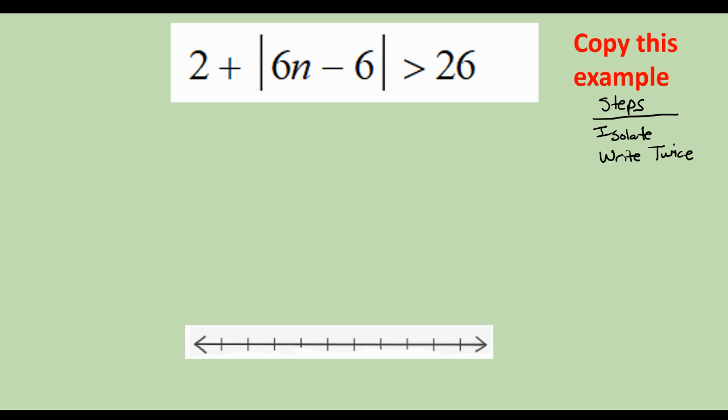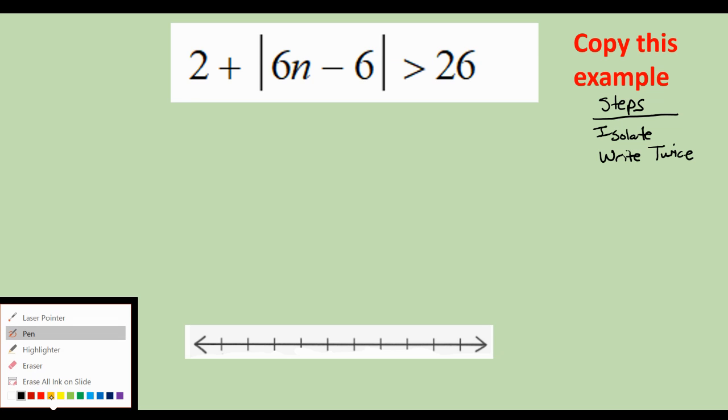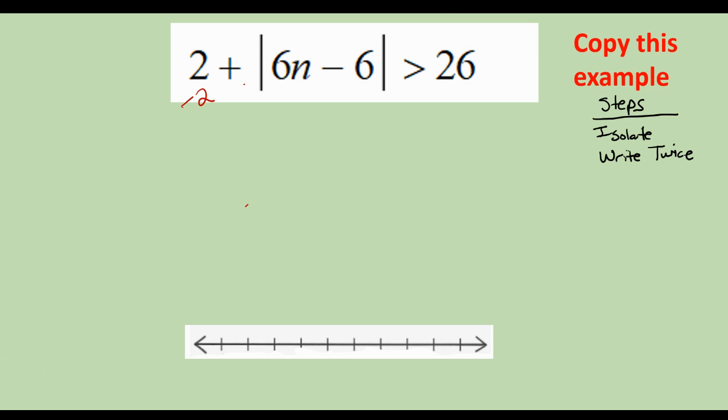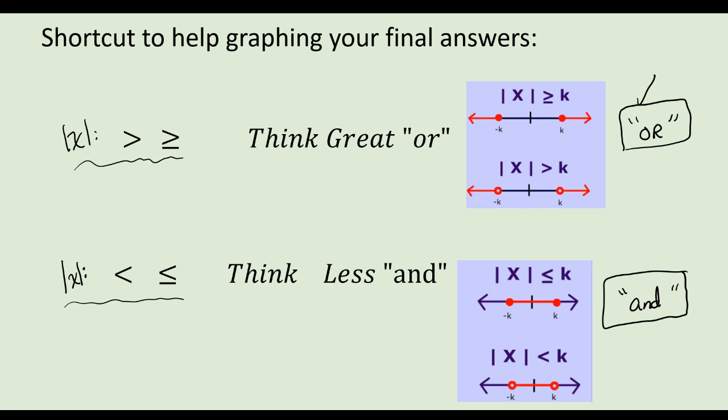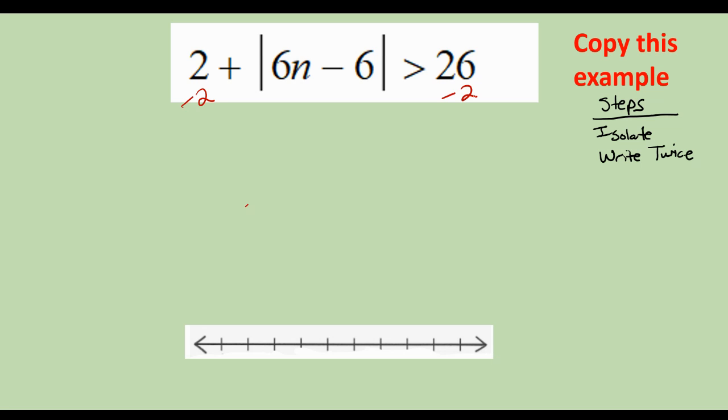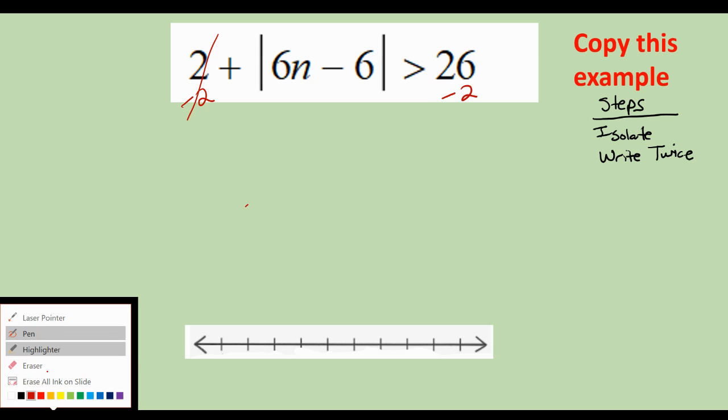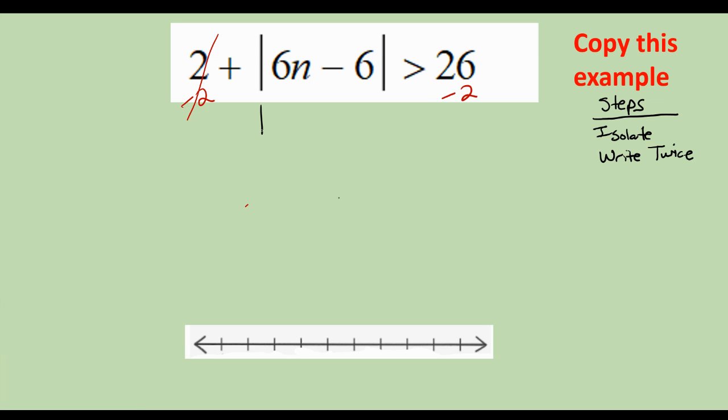Okay, so we're going to isolate the absolute value. So let's go ahead and subtract 2. Subtract 2 and subtract 2. Bring down the absolute value. 26 minus 2 is 24. So we isolated. Now we're going to write twice.